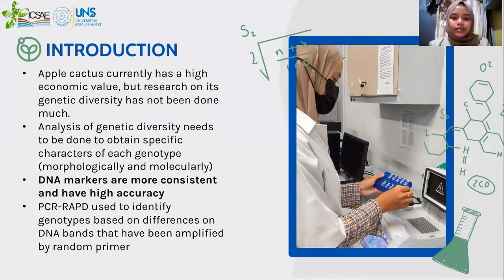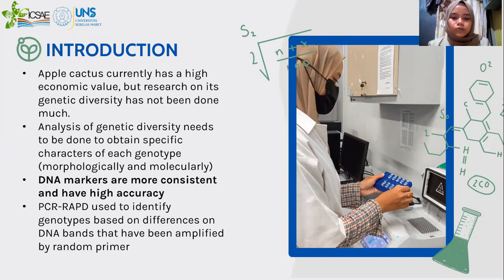Apple cactus currently has a high economic value, but research on its genetic diversity has not been done much. Analysis of genetic diversity needs to be done to obtain specific characters of each genotype, which is morphologically and molecularly. Molecular marker can overcome these shortcomings by carrying out DNA-based analysis. DNA markers are more consistent and have high accuracy.